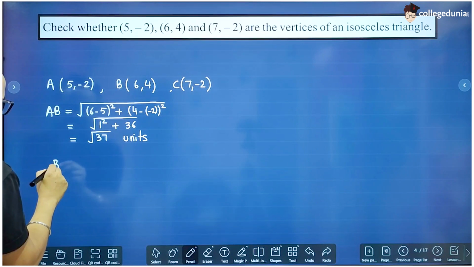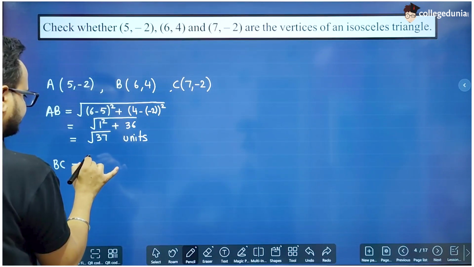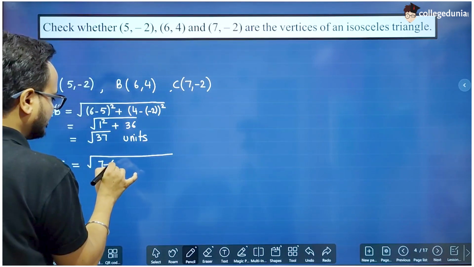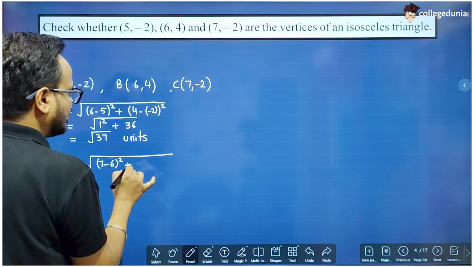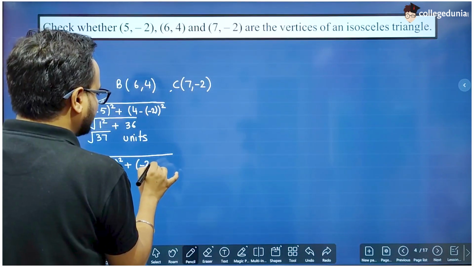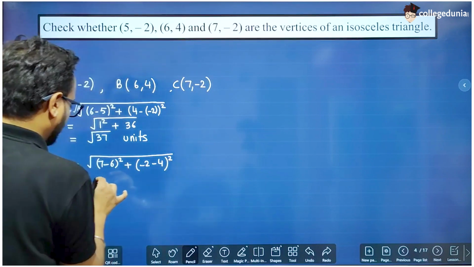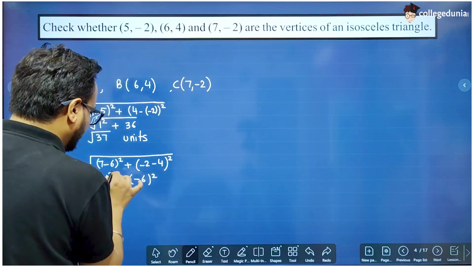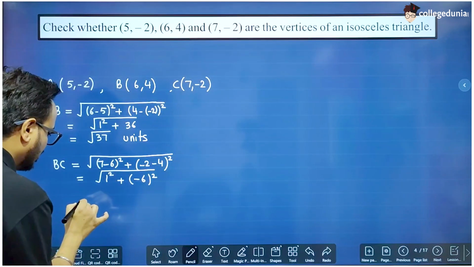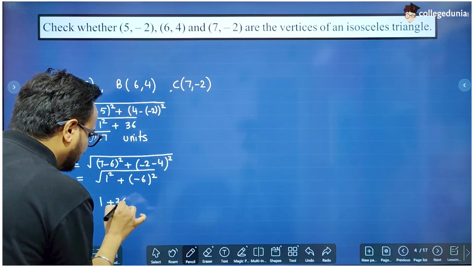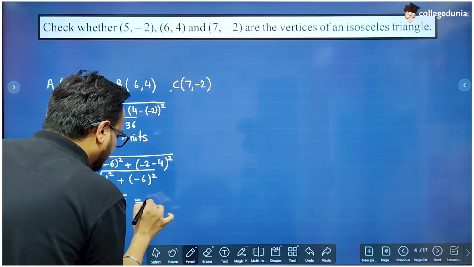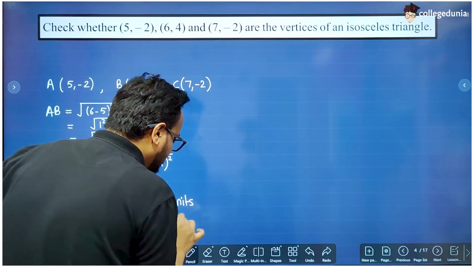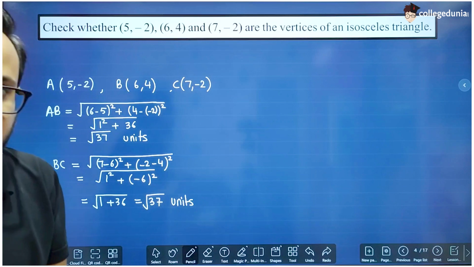Now let's find BC. Seven minus 6 whole square plus minus 2 minus 4 whole square. 7 minus 6 is 1, 1 square plus minus 6 whole square, and that is 1 plus 36 again. This one is also root 37 units. So since these 2 lengths are equal, this is an isosceles triangle.